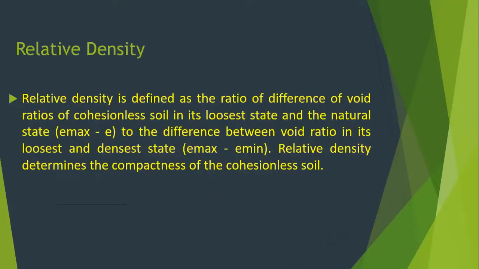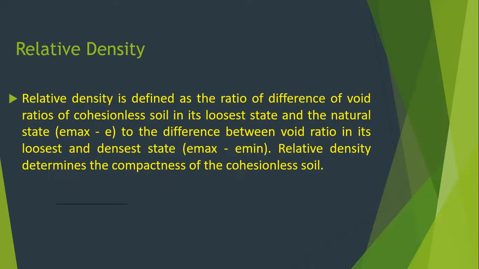Relative density is defined as the ratio of the difference of void ratios of cohesionless soil in its looser state and the natural state, which is Emax minus E. Emax is the value of void ratio when it is in looser state, and E is the natural void ratio, when soil is in natural state, to the difference between the void ratio in its looser state and the denser state.